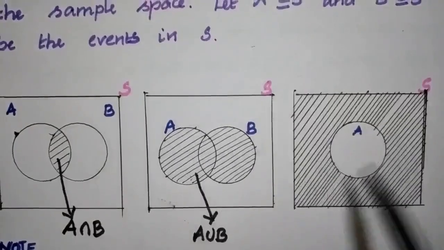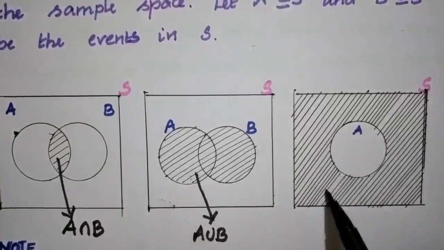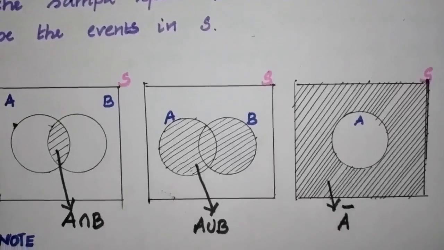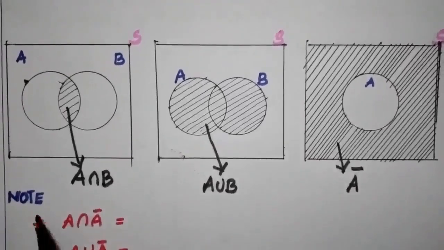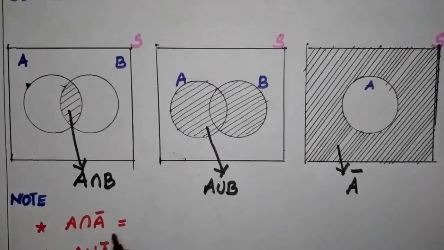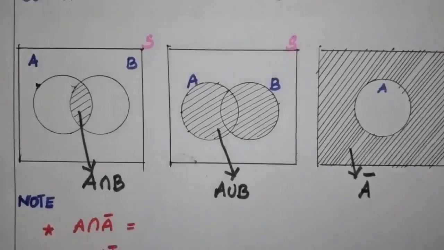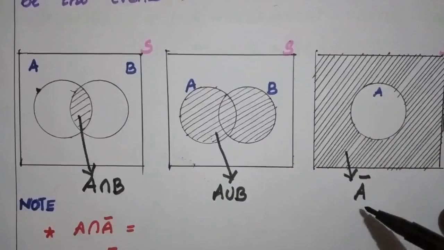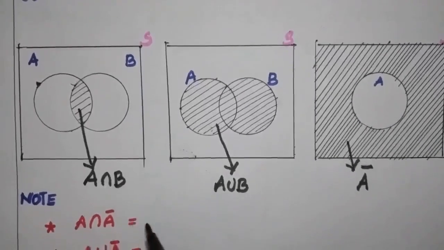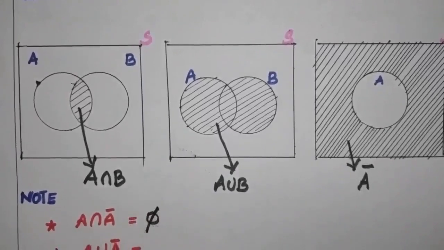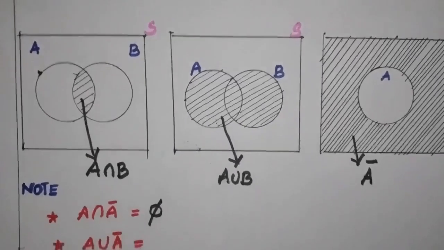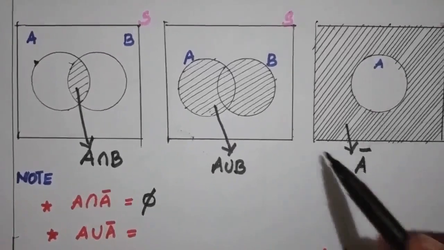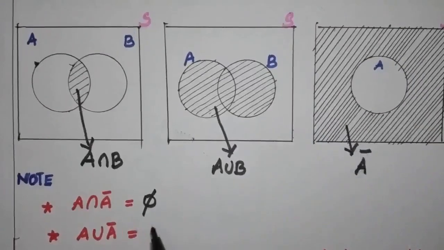A is the only event in the sample space S. Then this shaded portion represents A complement. Note, A intersection A complement. When you take the intersection of these two events A and A complement, what will be your answer? Yes, this is null or empty. When you take the union of these two events A and A complement, you will get the entire sample space.